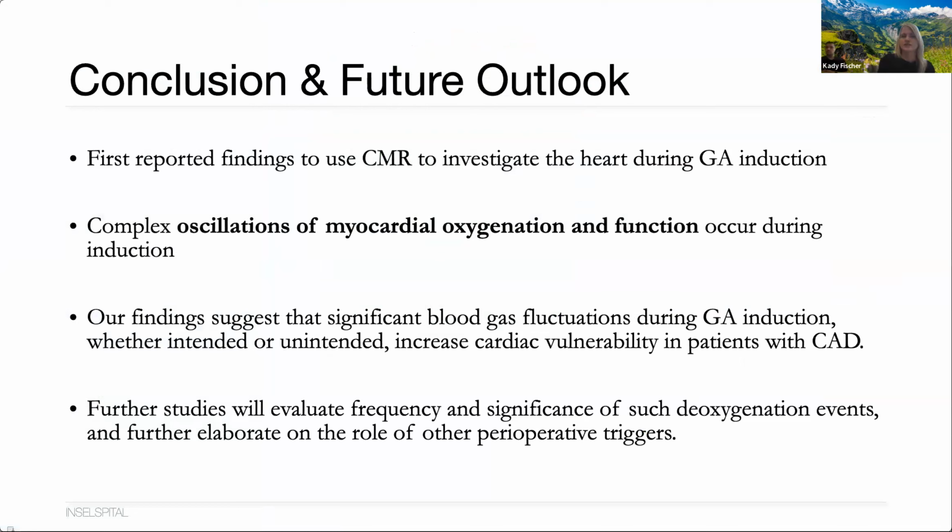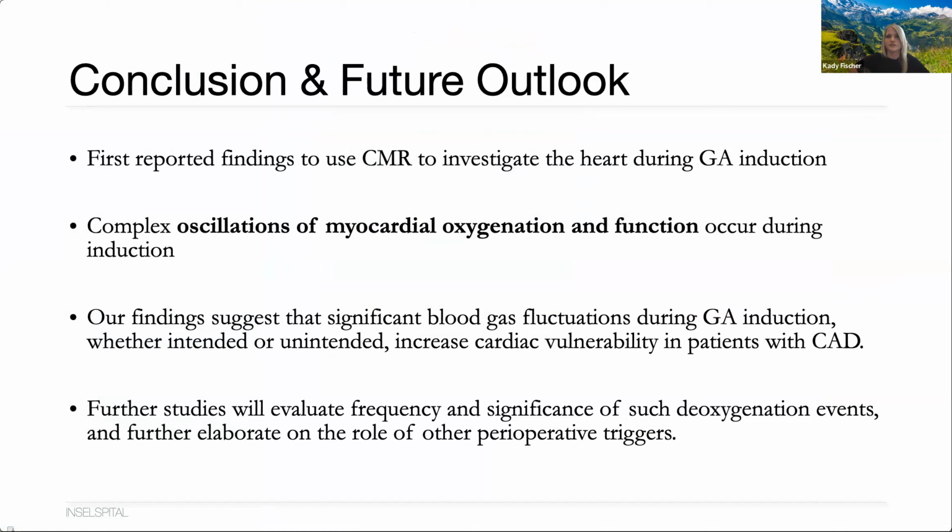So just to summarize, this is really the first findings to actually use CMR to investigate the heart during GA induction. We see that there are really complex oscillations of myocardial function occurring during induction, and this is both in the healthy controls and the CAD patients. And then especially in the CAD patients, when we see dysfunction and strain co-localized to the oxygenation, that leads us to think this could be the onset of some inducible ischemia. And we also are collecting blood markers that we'll compare later.